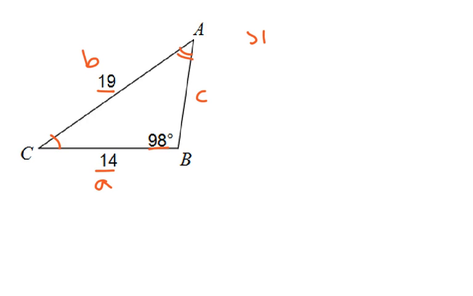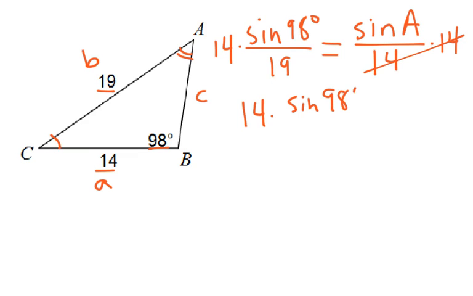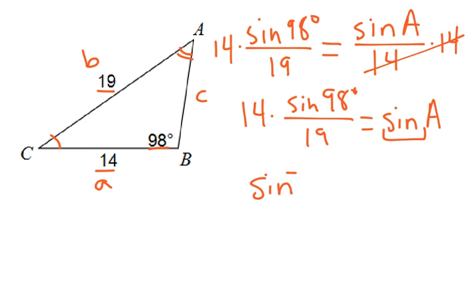So I know the sine of 98 degrees over 19 is going to be equal to what? Well, let's find A first. So now since we're looking for the angle, I put the angles on top and I put the sides on the bottom. But it's still the same process. Okay, first we start out by timesing by 14. So I have 14 times the sine of 98 degrees over 19 equals sine of A. Now you've got to remember, when we're looking for the angle, we actually do the inverse. So we're going to do the inverse of this whole thing.